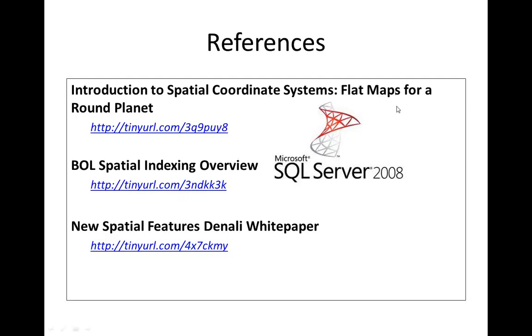So just some references. The white paper that talked more about the spatial coordinate systems is pretty good. The Books Online Spatial Indexing Overview is another good one. And then the new features, which we didn't talk about a whole lot, in Denali or SQL Server 2012, there's a pretty good white paper that covers all the new features. So basically everything I showed you guys today, for the most part, can be done in 2008 or 2012.